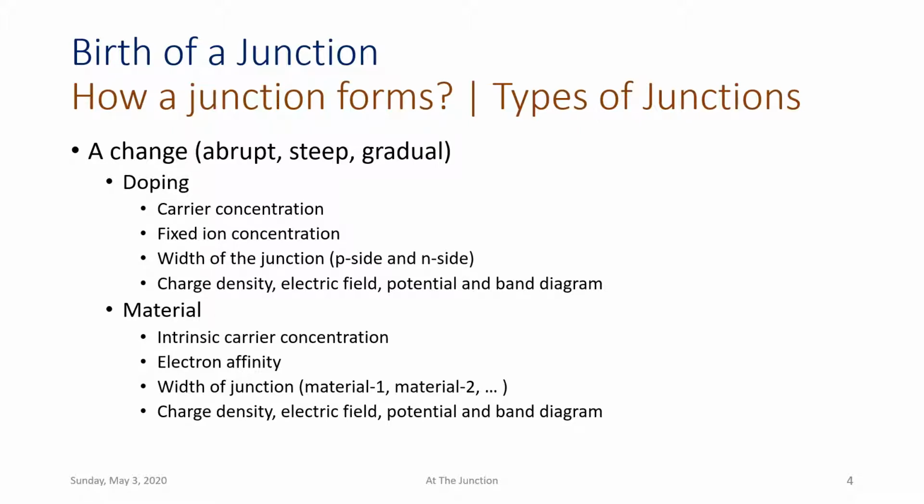But because of this difference in material, at the junction we have fixed ions formed. So there will be a charge density. There will be an electric field, which would cause a potential, and then the energy band diagrams.